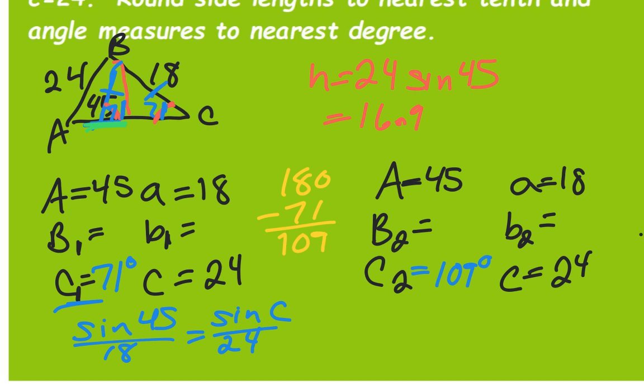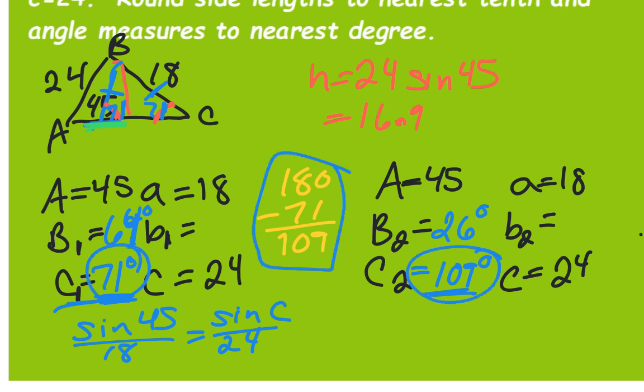Now it's easy to find B because there's 180 degrees in a triangle. So 180 minus 71 minus 45, that's 64 for this one. And then for B2 on the other one, 180 minus 109 minus 45, that's 26 degrees. So what you need to realize is that when you solve it in your calculator, it will always give you the acute angle. It will not give you the obtuse. And you'll have to take 180 right here minus the C that it gives you to get the second C.